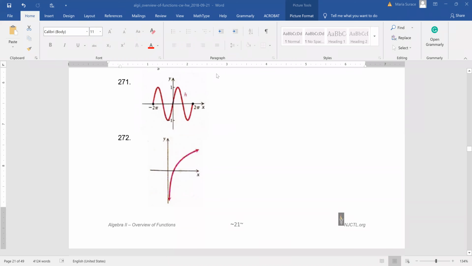In 272, though, we can see that no matter where I draw a horizontal line, the graph only intersects it at one spot. So this is a one-to-one function. Yes, one-to-one. Okay, let's move on to the next problems.